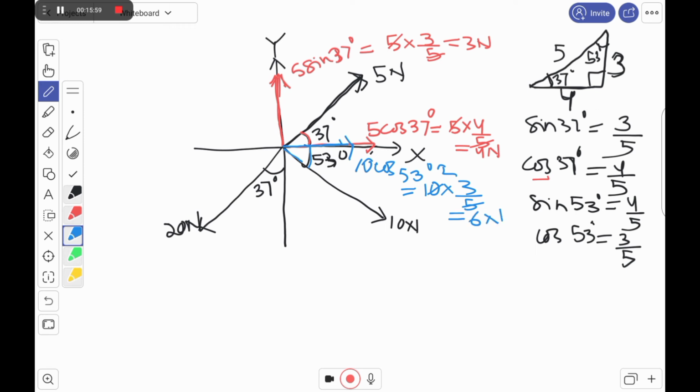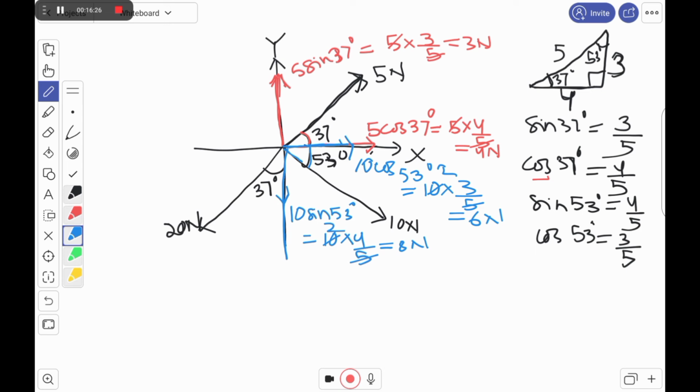Now perpendicular to this line will be this line. So this is your 10 sin 53 degree. So 10 sin 53 means 10 into 4 by 5. So 5, 2, 8. So this is your 8 Newton. Clear, children? I think it is clear.